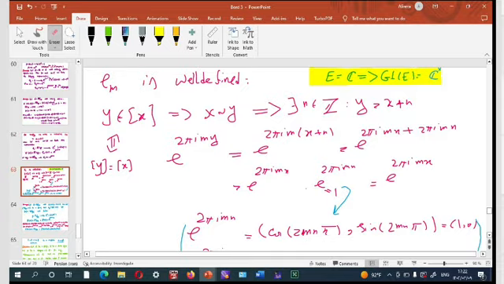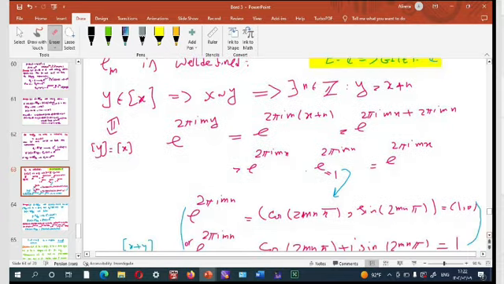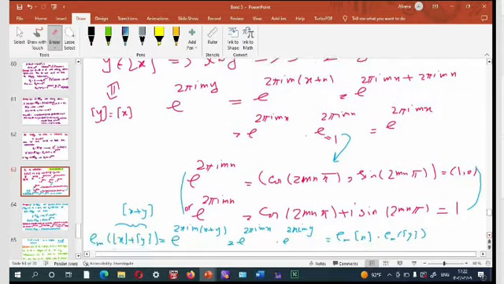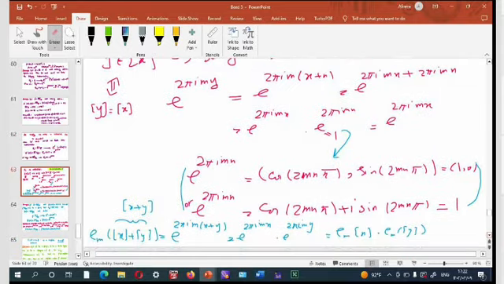I write this for you. It's very trivial, because e to the power of 2 pi i m n equals the ordered pair cosine of 2 pi m n and sine of 2 pi m n, and we know that cosine is equal to 1 and sine is equal to 0. So this equals 1.